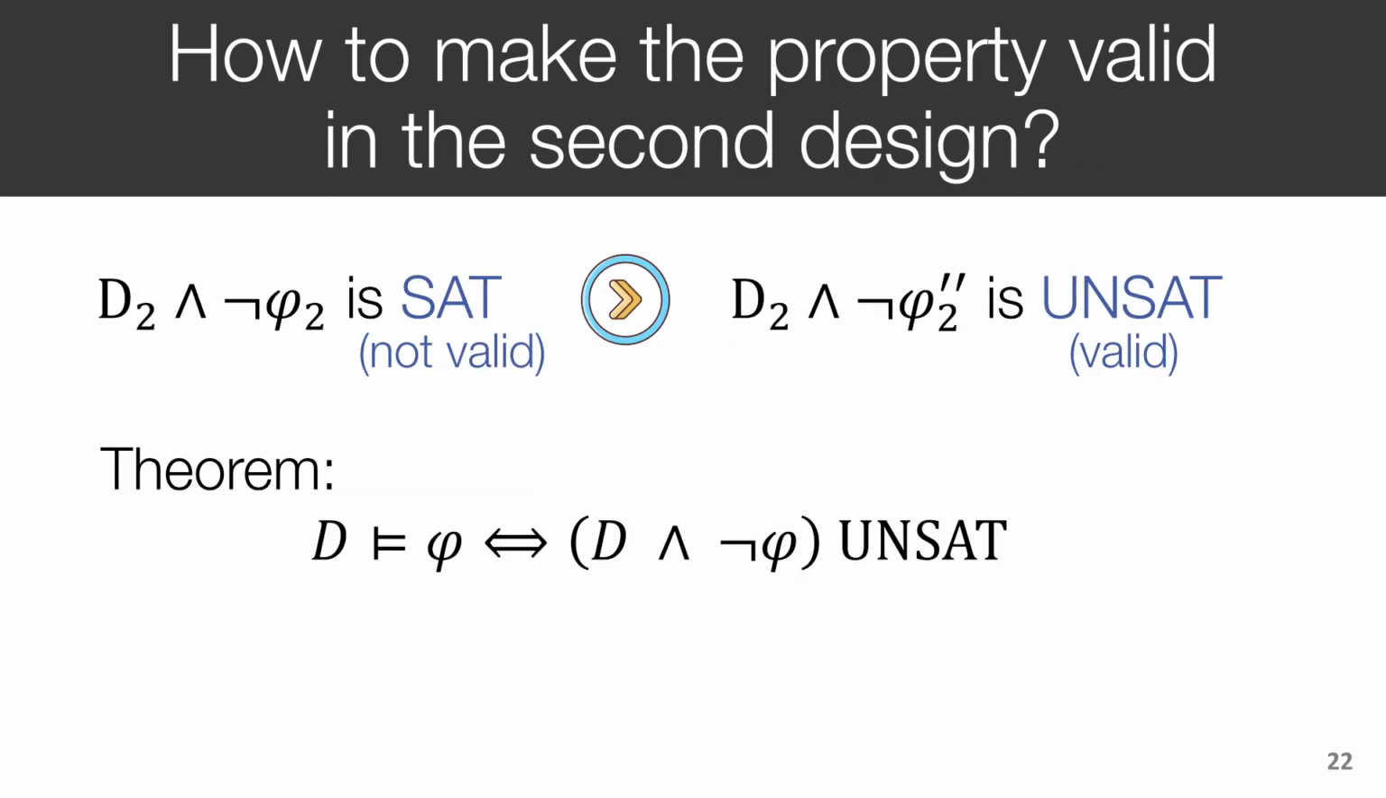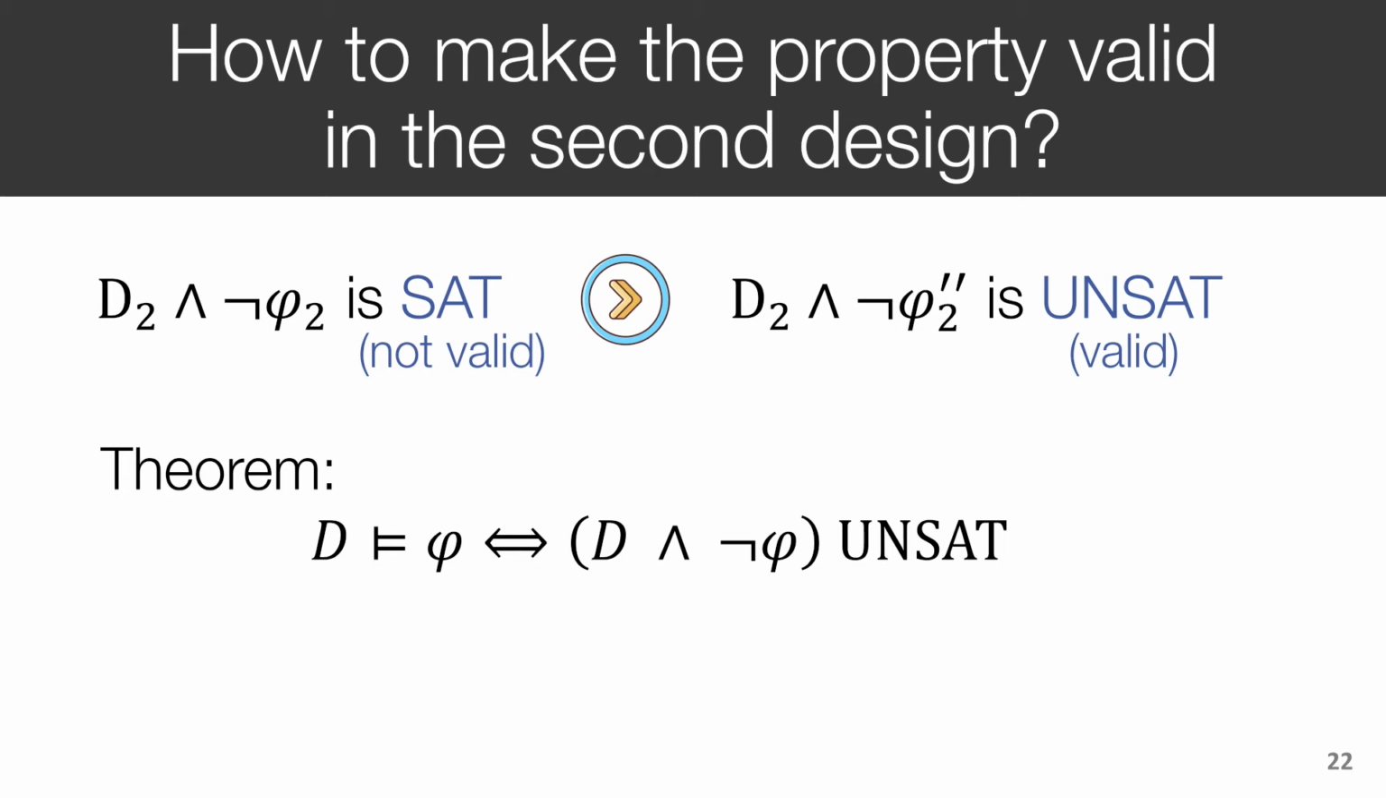So to make the property valid in the new design, we first introduce a theorem. If phi is a valid property of design D, then D and not phi should be unsatisfiable. And I'm not going to prove this theorem here. And this theorem can be understood in a simple way.